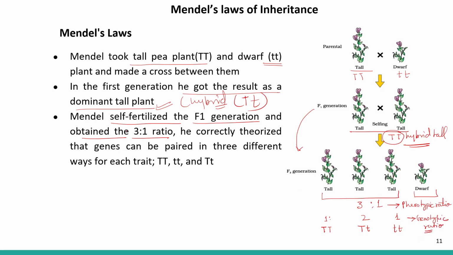So Mendel self-fertilized the F1 generation and obtained a 3:1 ratio. He correctly theorized that genes can be paired in 3 different ways, that is capital T capital T, capital T small t, and small t small t type, right?